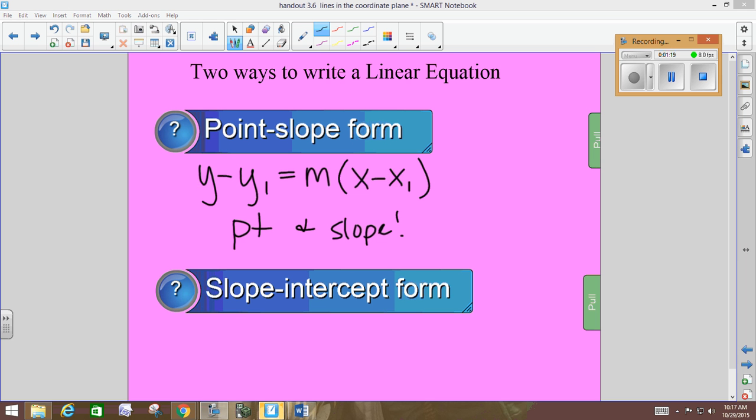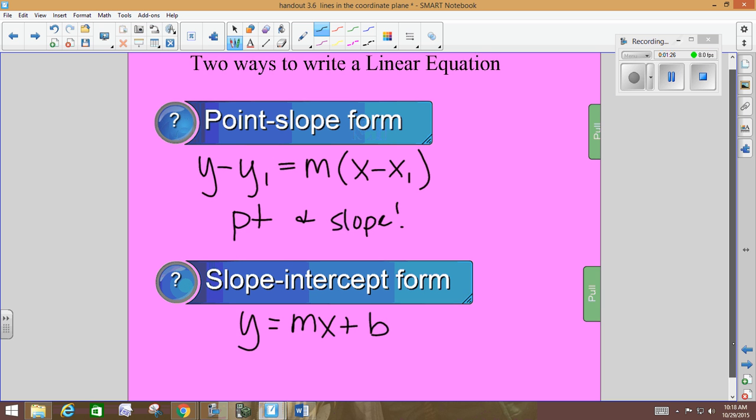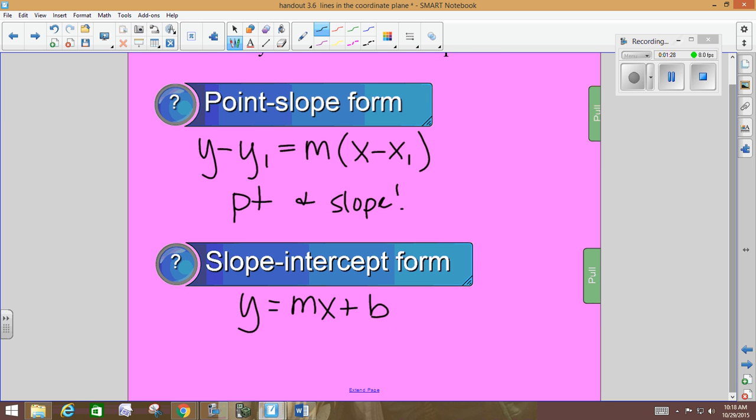Slope intercept form, y equals mx plus b. What two things do you think you need to know if you're going to go slope intercept form? Slope and the y-intercept. You need the slope and the y-intercept, hence the name of the form. If you're going to write the equation of a line, you must know its slope, and you need at least one point from the line.